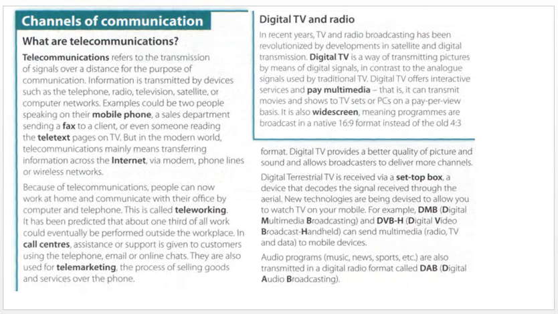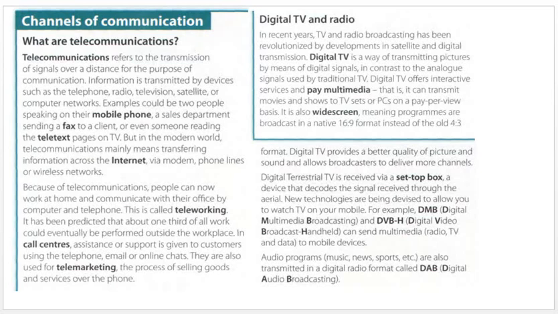Okay, let's start the reading. Channels of communication. What is telecommunication? Telecommunication refers to the transmission of signals over a distance for the purpose of communication. Information is transmitted by devices such as telephone, radio, television, satellite, computer networks. Examples could be two people speaking on their mobile phones, a sales department sending a fax to a client. Do you know client? Client means customer. Or even someone reading the teletext pages on TV.